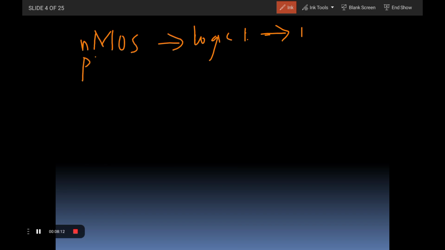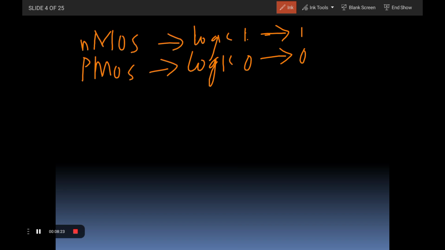In the case of the nMOS transistor, it is on only for logic 1. For a logic 1 input, the nMOS transistor is going to be in the on condition. The pMOS transistor is on for logic 0. This is also very important.